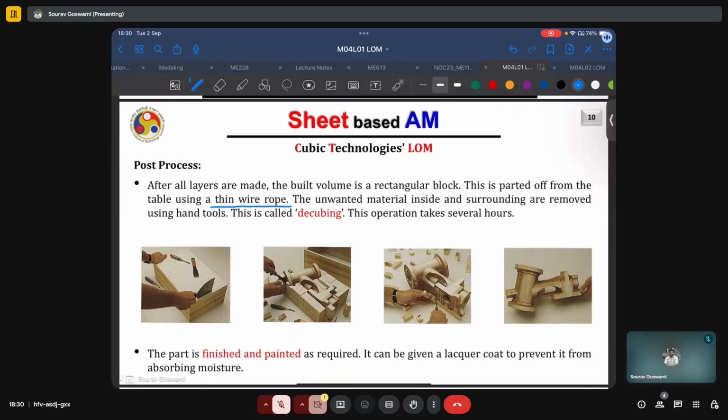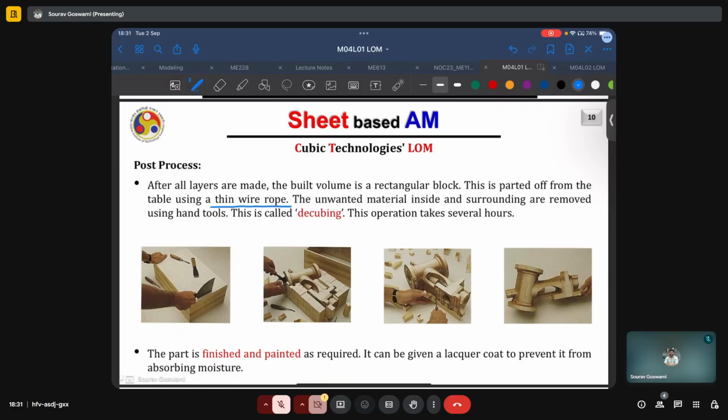The unwanted material inside and surrounding the built part are removed using hand tools. This process is called decubing, and this operation can take several hours. Not just that, it requires skilled labor and a lot of man hours. And here we can see that the operator is removing it using some chisel and other hand tools, layer by layer, at the same time taking great care not to damage the built part. The part is finished and may also further be painted as required.